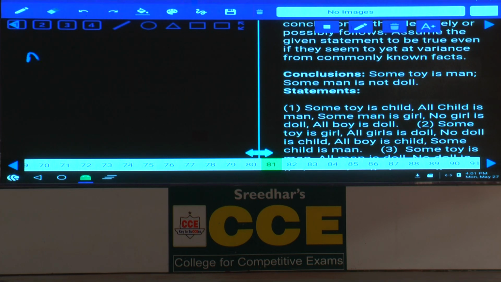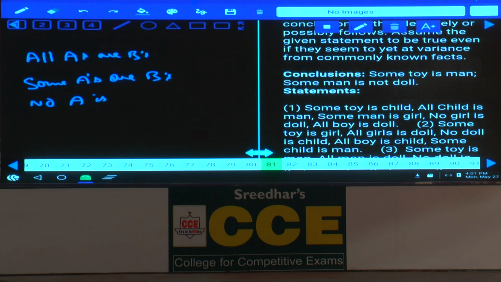Now in this one, just keep it as a reminder here: all A's are B's and some A's are B's. How many statements do we have? We have 4 statements: all A's are B's, some A's are B's, no A is B, and some A's are not B's. These are the 4 statements we have.